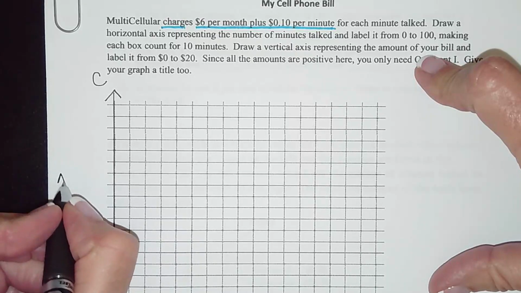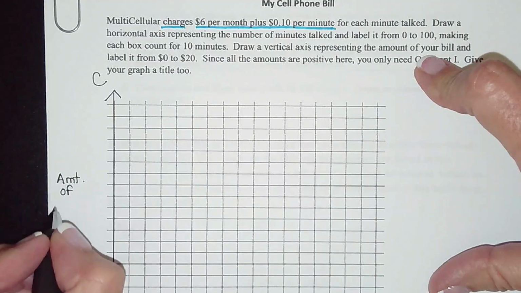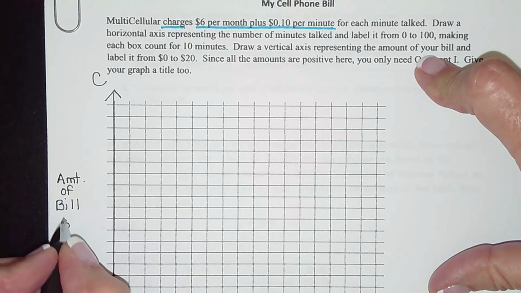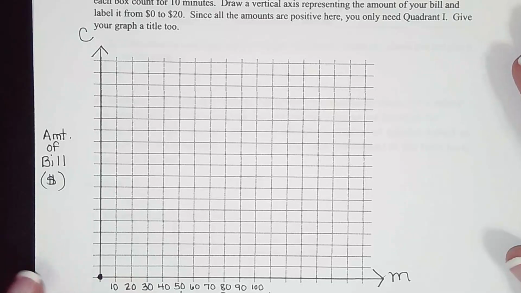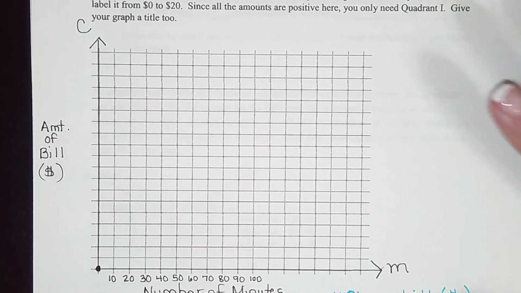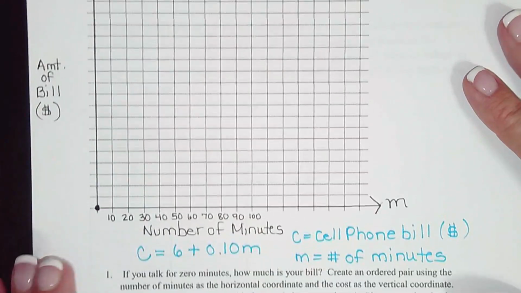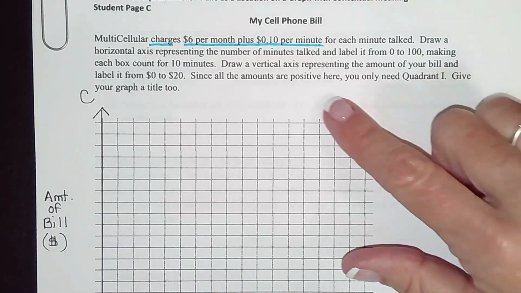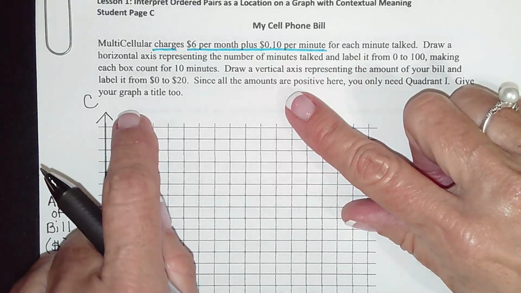So here we write amount of bill. And the units for that, remember, we always need units, otherwise people don't know if you're pesos, dollars, yens. So we have to always label our units. This one's minutes, this one's dollars. Okay, so amount of your bill, and label it 0 to 20.